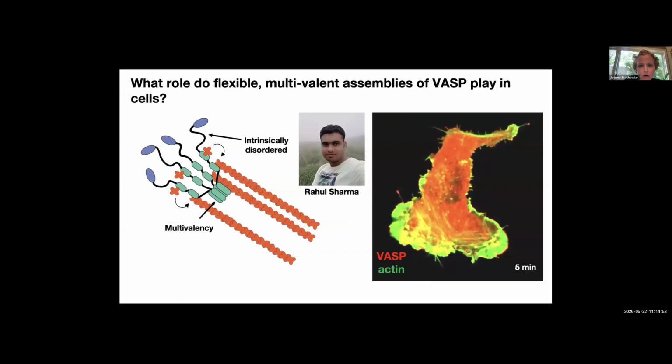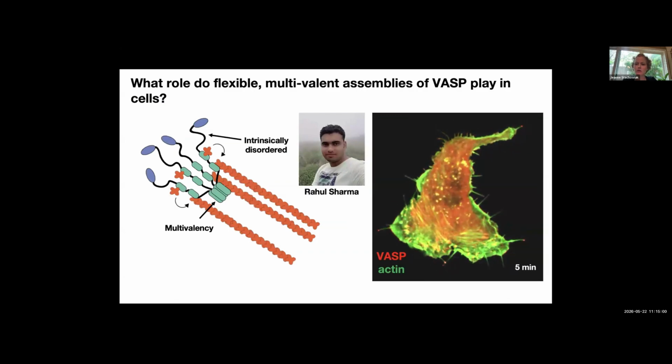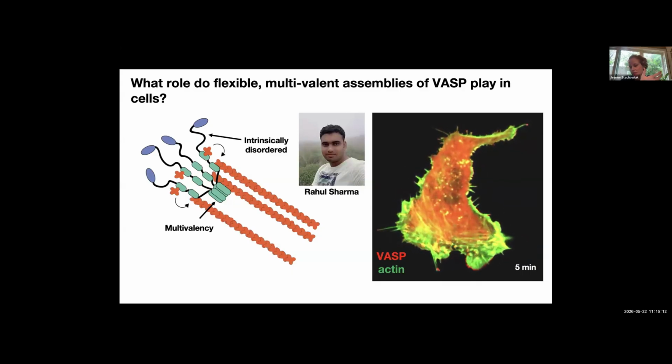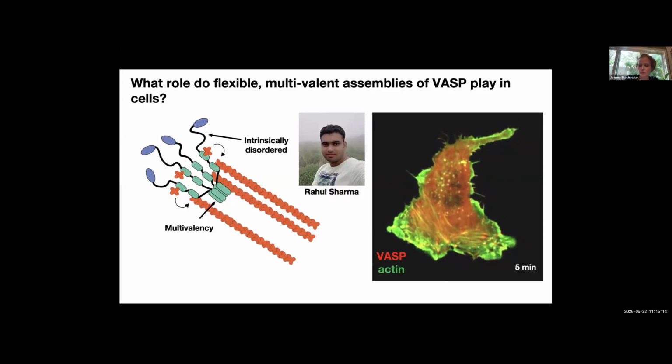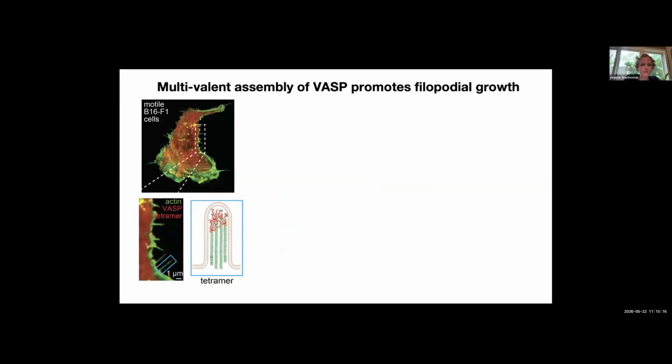But you are likely wondering, what does any of this have to do with cells? And we also are wondering that, is the ability of VASP to form condensates, is that important to cell motility? So a postdoc in our lab, Rahul Sharma, has been looking into that, and he's been using these cells I already introduced, these mouse melanoma cells. So one of the first things he did was just try to understand the role of VASP.